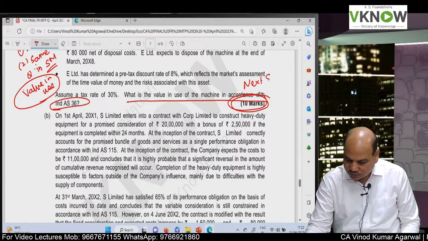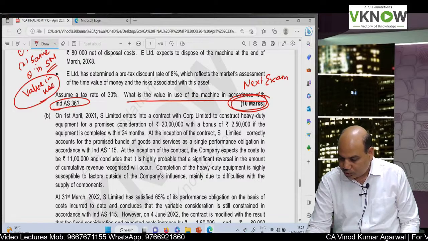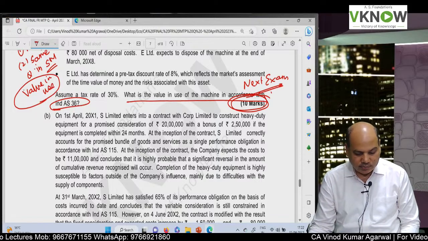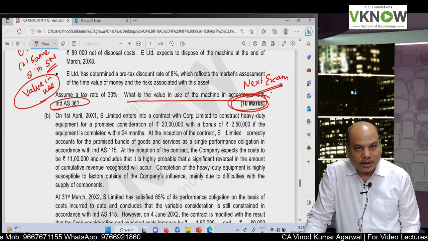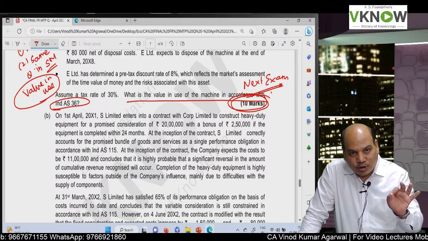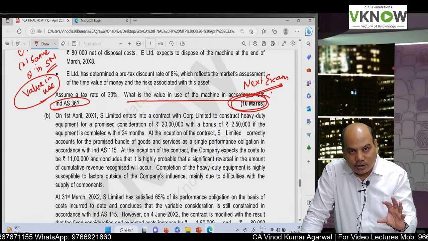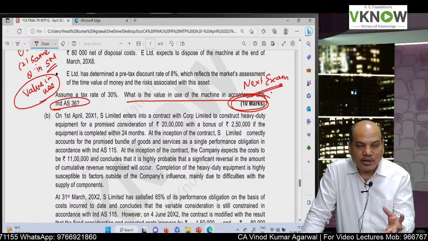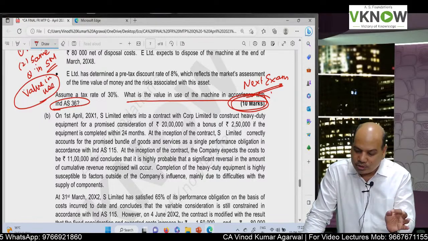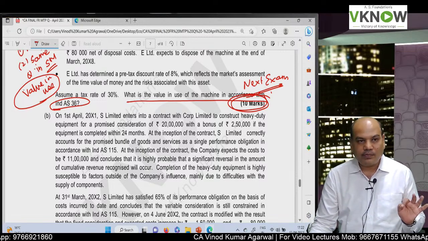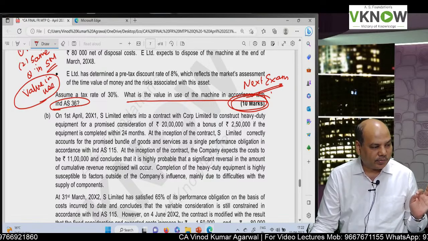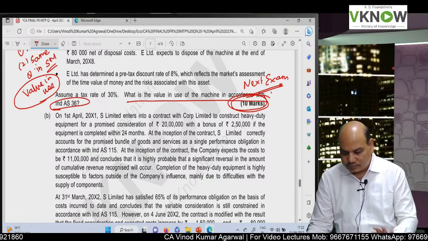Write down, next exam, potential question for next exam. Even if you have done it in the class, in the examination hall you have to again read the problem carefully. They might change some adjustment and you should be able to handle it. Okay, so practice this question number 5A Ind AS 36 before you go to the exam.